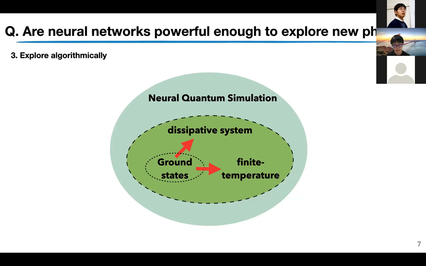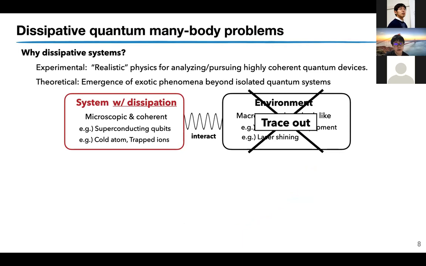Okay, so dissipative systems are systems that are usually very microscopic, but under the effect of an external environment, which is usually macroscopic, so that it would destroy the coherence of the system. Since it is very demanding to deal with the whole system as one, people would usually trace out the environment and try to describe the dynamics of the system with this environment effect taken into account as some dissipation effect. So this is, of course, important both experimentally and theoretically, in that first we want to understand the realistic physics happening in quantum devices. And second, theoretically, there are some physical phenomena that do not have any counterparts in isolated quantum systems.